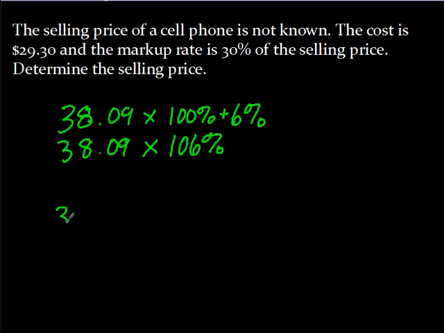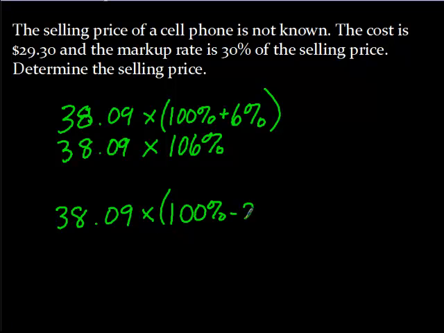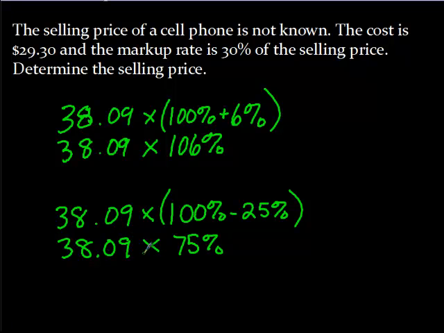Or, if you're buying this phone for $38.09 and for some reason this company has a 25% off coupon when you buy it, we can multiply this by 100%. Should have parentheses there. 100% minus 25% off. Well, we do that, 100% minus 25% off, it's 75%. This is multiplied by 38.09. That'll tell us how much it's going to be with our discount.